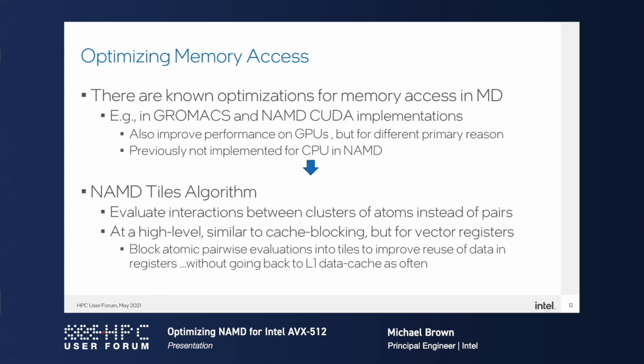So I'm going to talk about some of our recent work to optimize for memory access with the NAMD tiles algorithm. At a high level, the concept is similar to cache blocking, but for vector registers. We block atomic pairwise evaluations into tiles to improve reuse of data in registers so that we are not going back to the L1 cache as often.